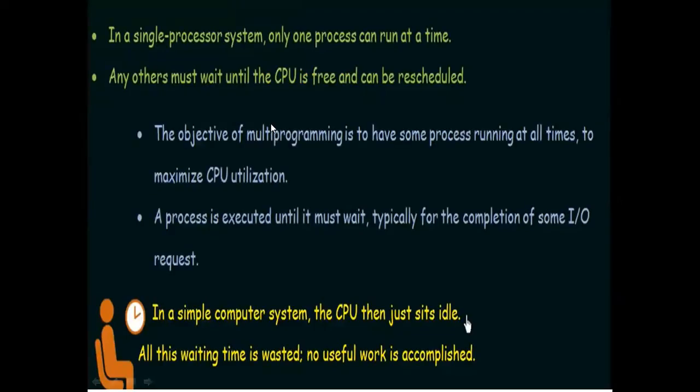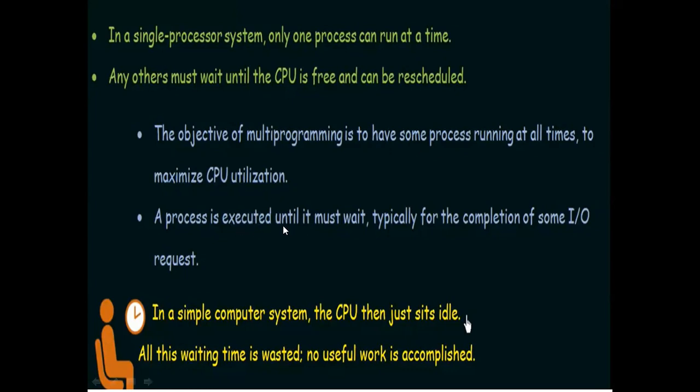In a single process system, only one process can run at a time. Any other processes must wait until the CPU gets free and can be rescheduled. The objective of multi-programming is to have some process running at all times. That is, the CPU will be busy at all times. It is never kept idle, which maximizes the CPU utilization.